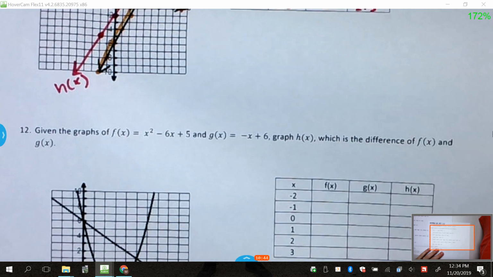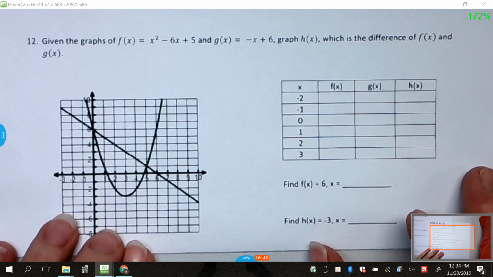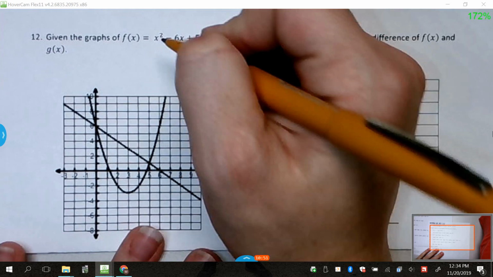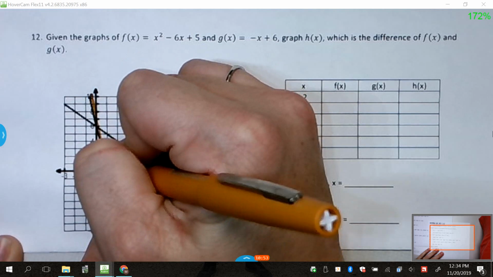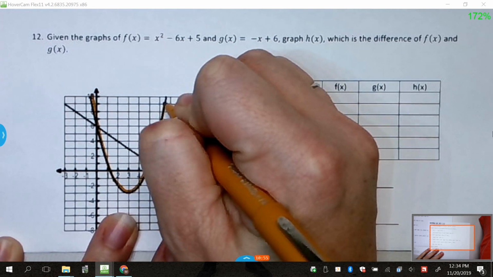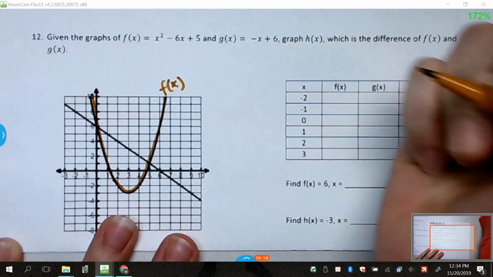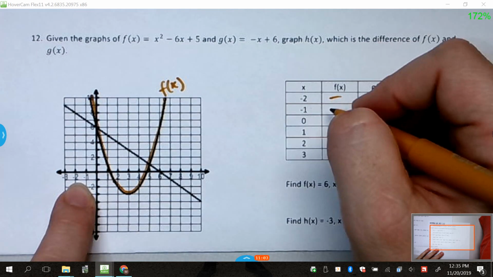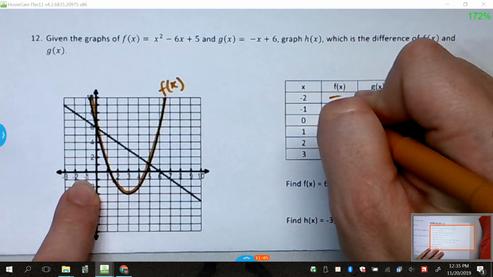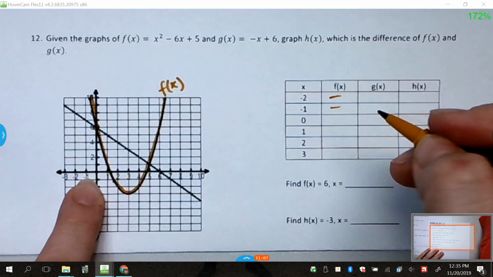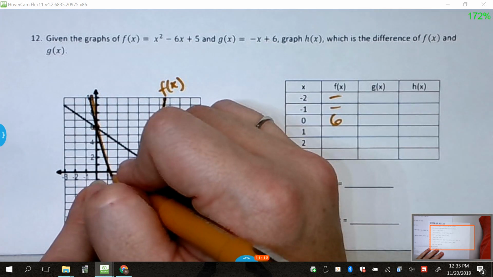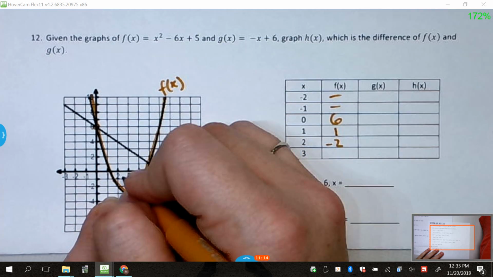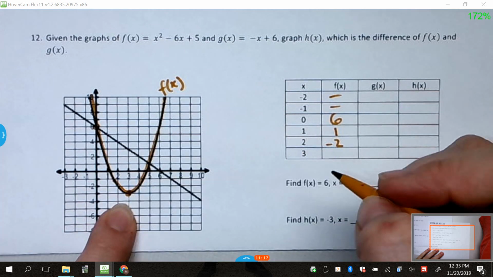Right, get the next one. Okay, so again, squared means quadratic, so we should know that this is f of x. At negative 2, I can't even see what it is. At negative 1, I can't see what it is. At 0, it's 6. At 1, it's 1. At 2, it's negative 2. At 3, it's negative 3.